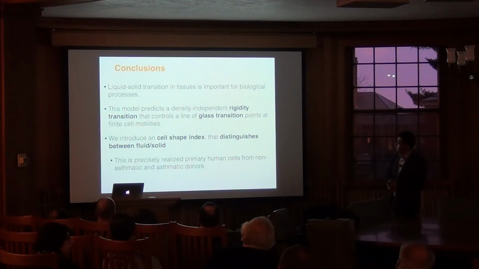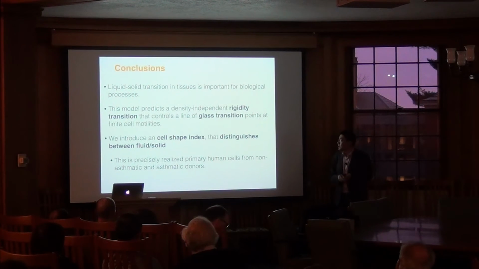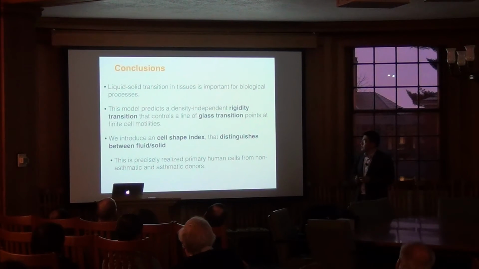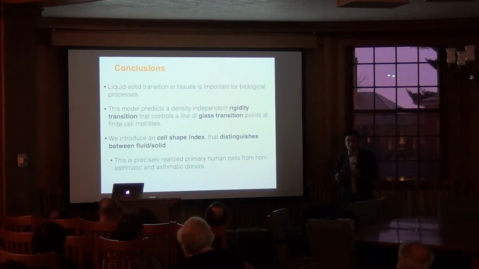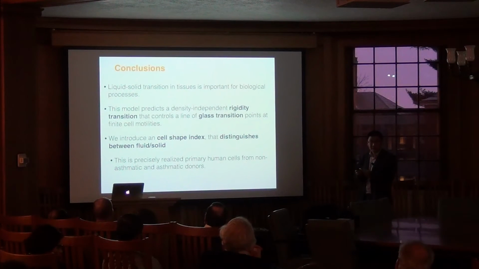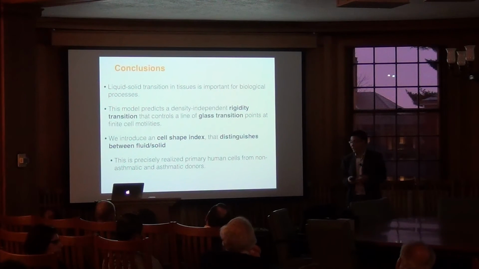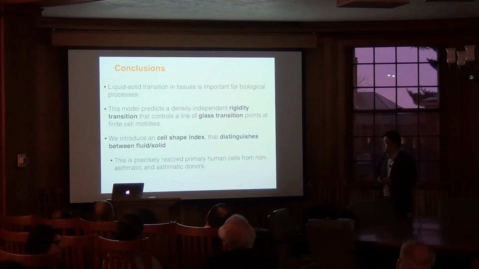Okay, so I'm almost running out of time, and my conclusion is that liquid to solid transitions in tissues are pretty ubiquitous and even occur in the very dense confluent limit, important to many, many biological processes. And we find that there is a rigidity transition that is controlled by cortical tension versus adhesion as opposed to just particle density. And there's actually a glass transition line that emerges from that rigidity transition if you add cell motility. And based on that, I can predict a cell shape index, this Q number based on perimeter and area of the cell, to distinguish between fluid phase and the solid phase. And this is purely based on static structural properties, which is a huge advantage over dynamical measures.